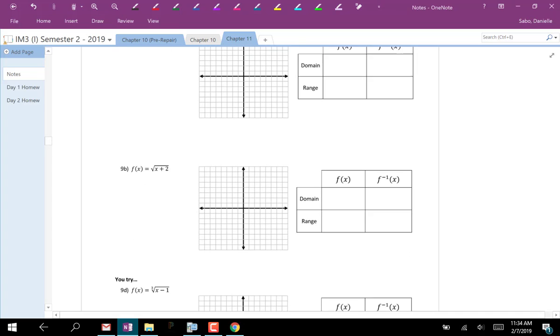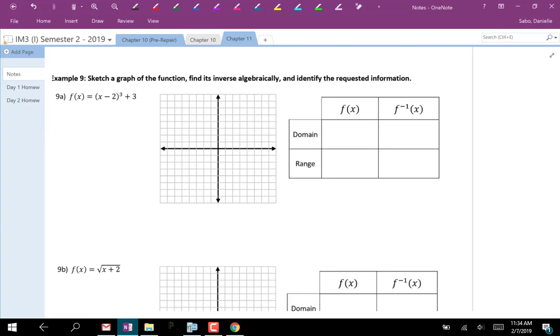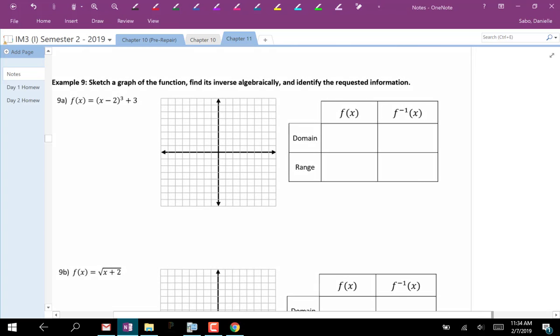Okay? All right, let's talk about 9a. It says, sketch a graph of the function. So we have to first put a graph on paper of this guy, not the inverse of the original. Then it says, find its inverse algebraically, which is what we just did. And then we have to do the domain and range.